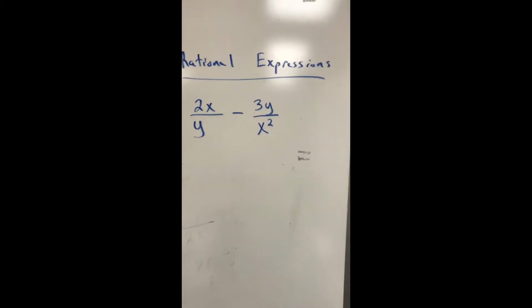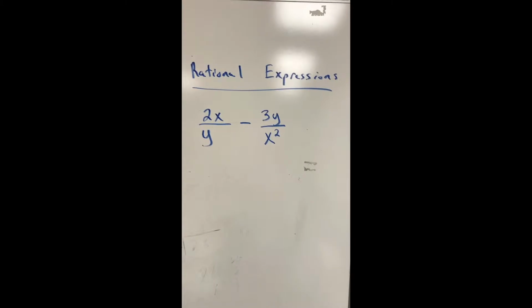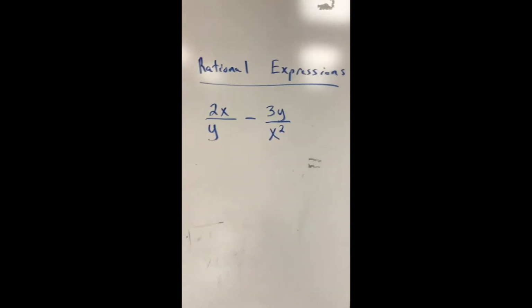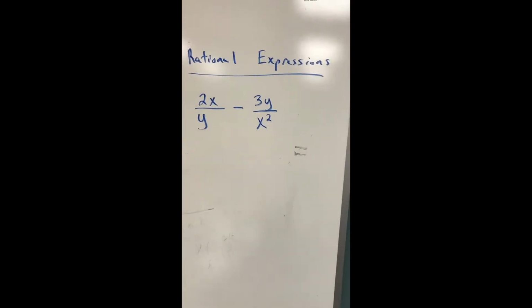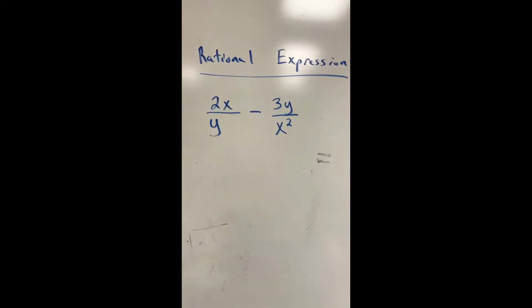Alright, this is a lesson on how to combine rational expressions. A rational expression is a fraction form using variables and coefficients. So for example, I have 2x over y minus 3y over x squared. I want to go ahead and combine these two rational expressions.